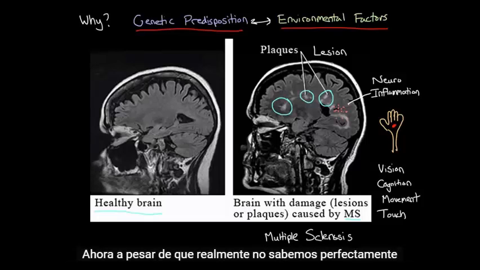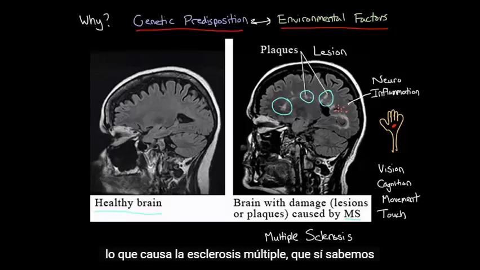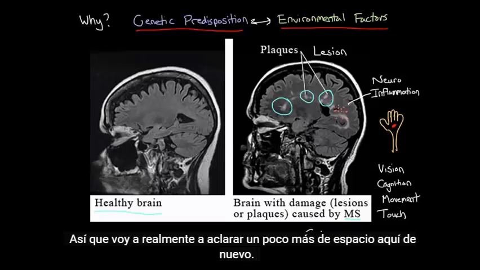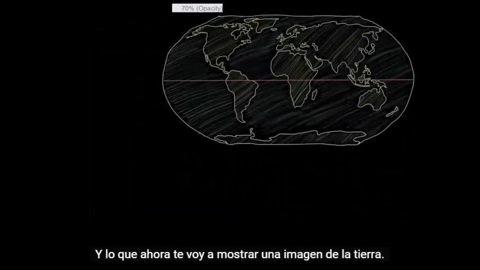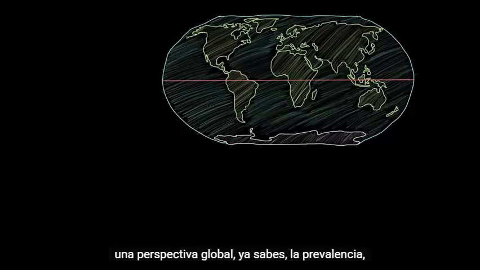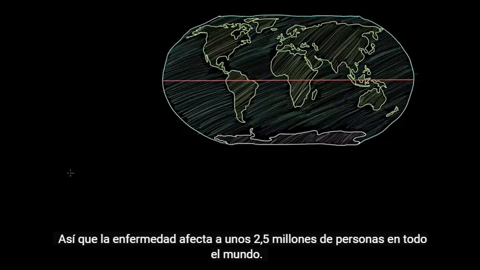Now, even though we don't really know perfectly what causes multiple sclerosis, we do know who is more likely to develop the disease. So I'm going to actually clear up some more space here again. And so now I'm going to show you a picture of the Earth. And the reason is because I want to give you a global perspective on the prevalence and the incidence of multiple sclerosis. So the disease affects about 2.5 million people worldwide.